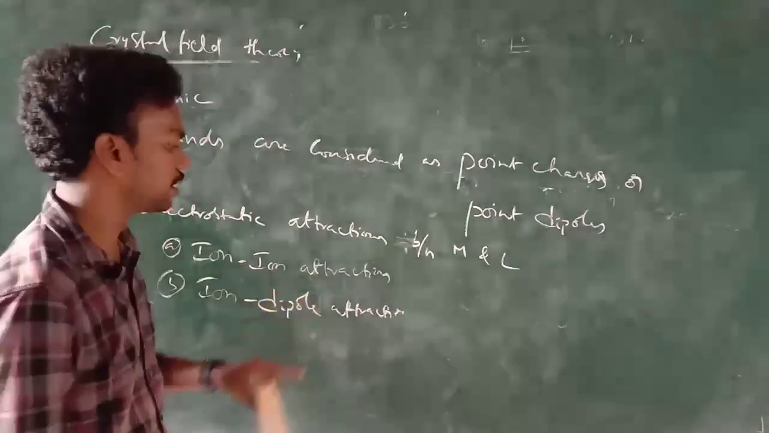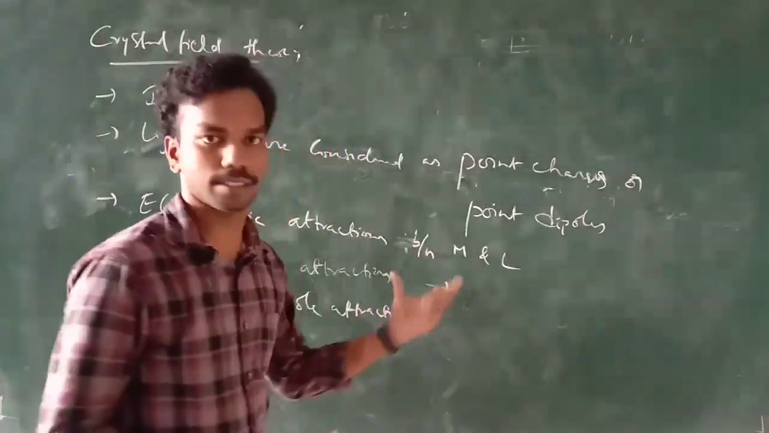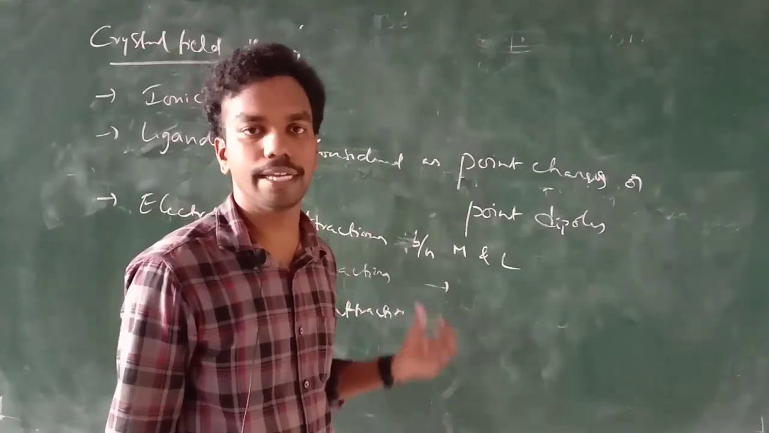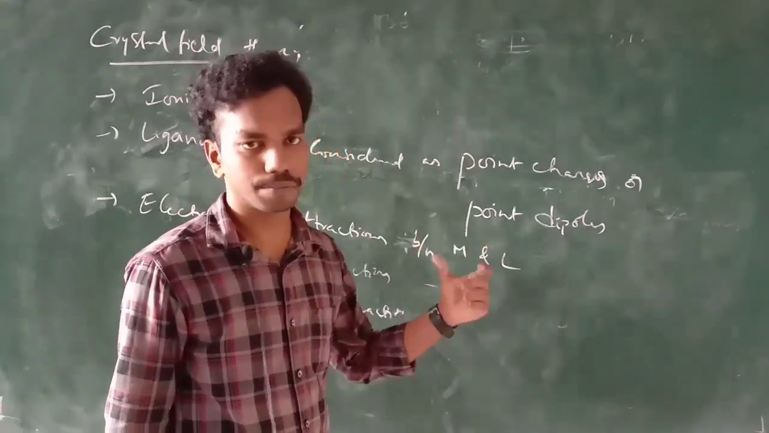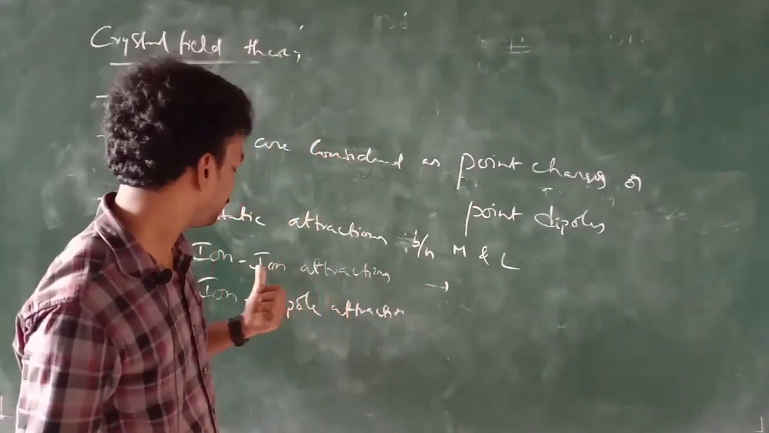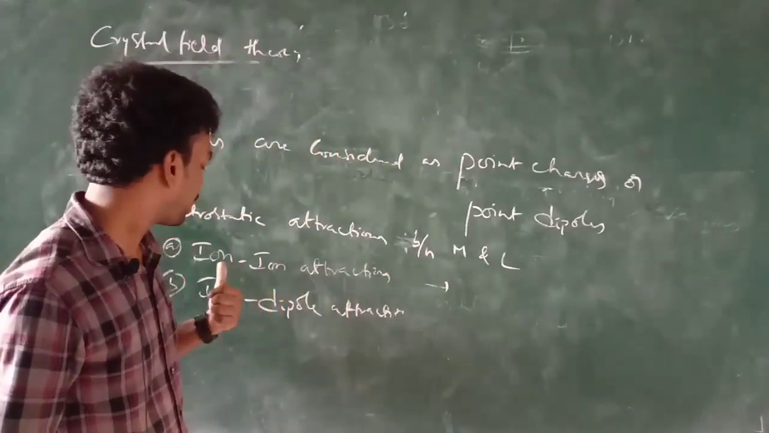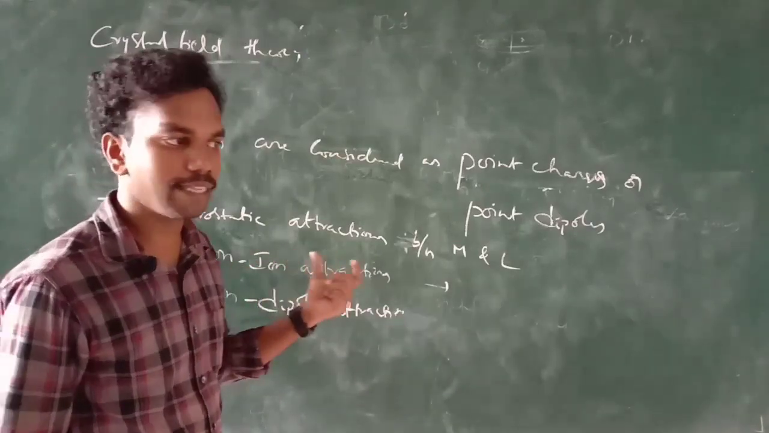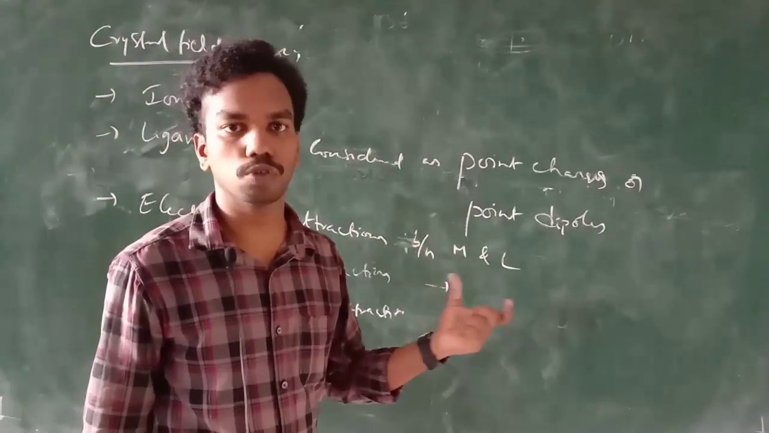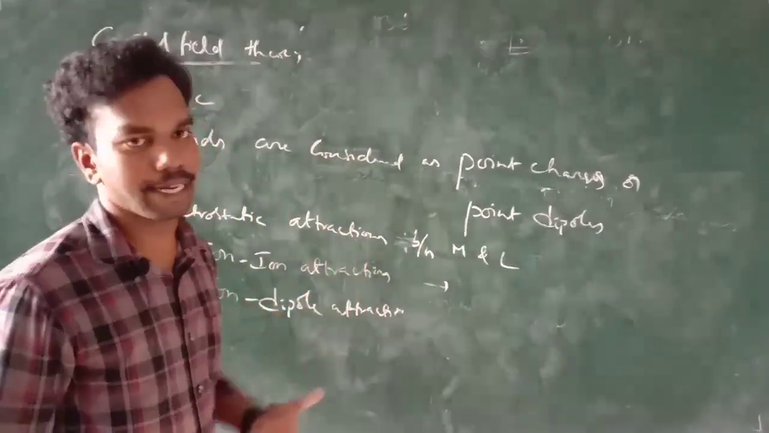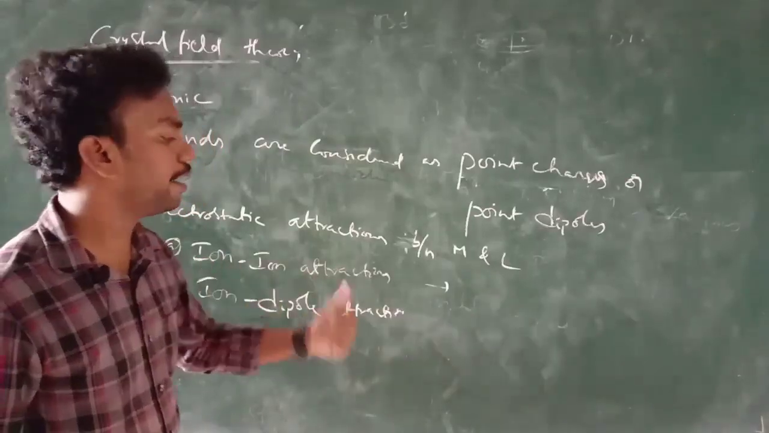So ion attraction: both are ions, that is, the metal has a positive charge. If your ligands have a negative charge over the molecule or the atom, that is considered an ion. The metal has a positive charge and the ligand has a negative charge, so both are ions. The interaction between those two ions is an electrostatic attraction. Those attractions are ion attractions.